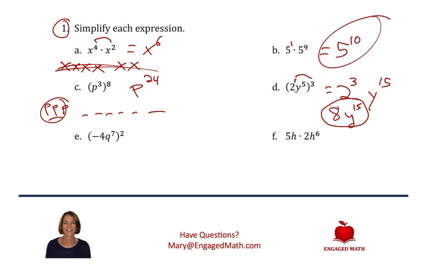Now here, I just left it as 5 to the 10th because that would be way too much work to multiply that out 10 times. Okay, let's go to the next one.